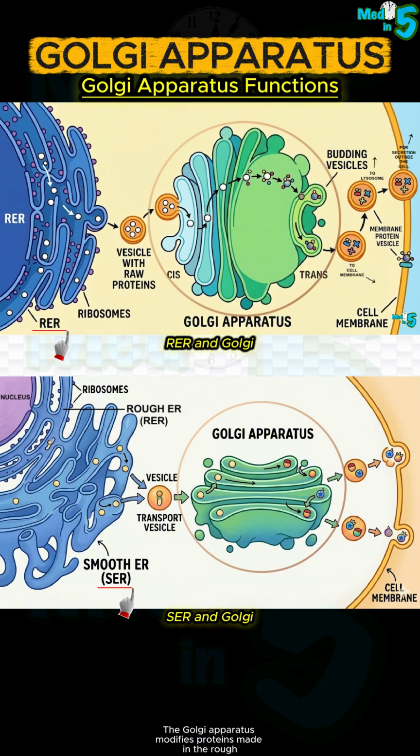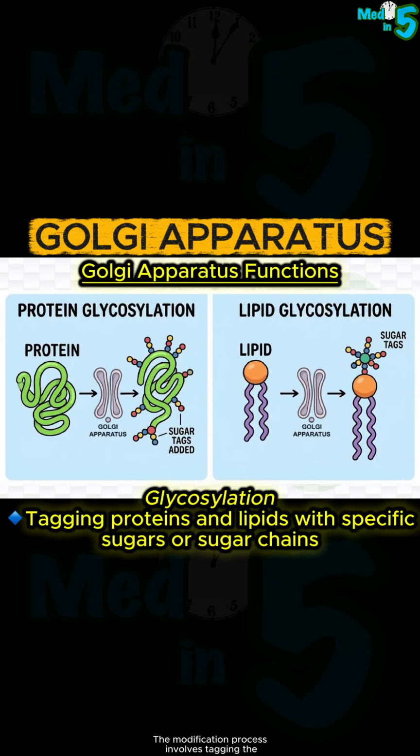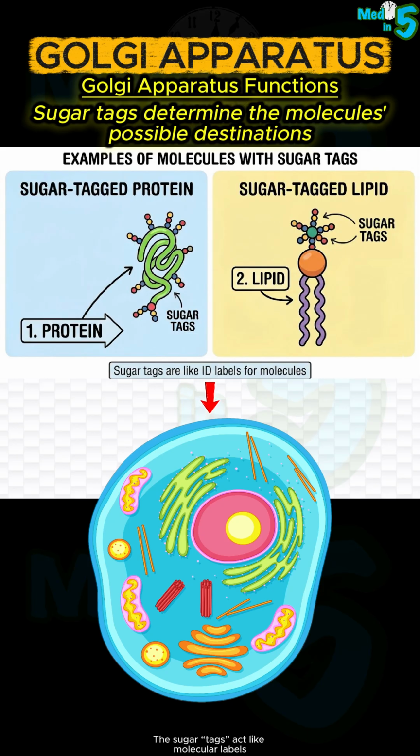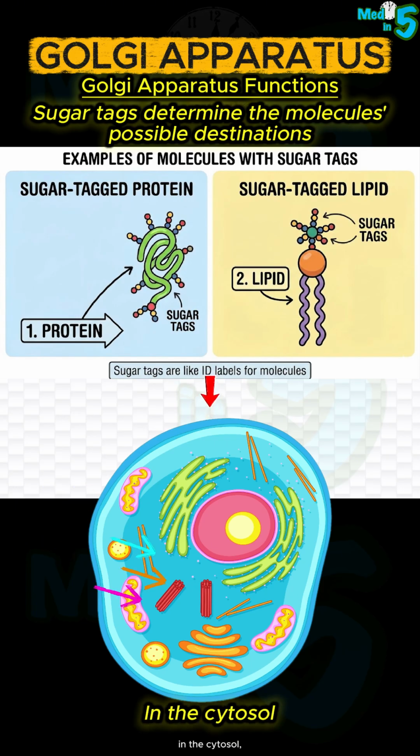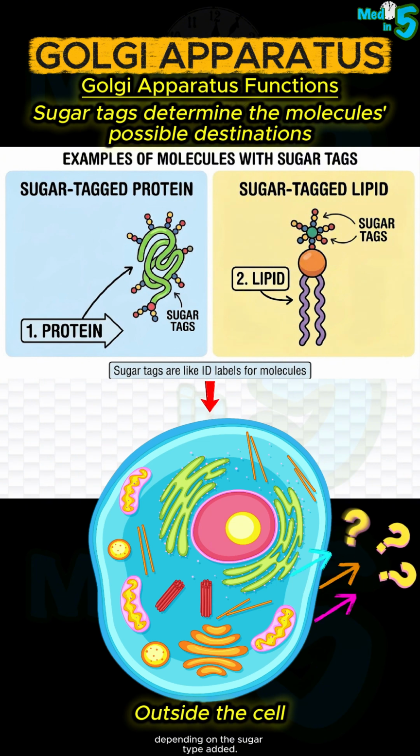The Golgi apparatus modifies proteins made in the rough endoplasmic reticulum and lipids produced in the smooth endoplasmic reticulum. The modification process involves tagging the proteins and lipids with specific sugars or sugar chains through a process known as glycosylation. The sugar tags act like molecular labels that help the cell recognize where each molecule should go, whether toward the cell membrane, in the cytosol, or outside the cell, depending on the sugar type added.